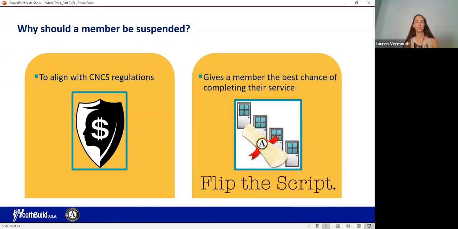I want to flip the script on this idea that suspensions are bad. They are not inherently negative. And when we're talking about our AmeriCorps members, I think suspensions are something to be used wisely to help our members succeed and complete their term of service. So again, if someone can't be serving for a while, we don't want that valuable time in that 12-month term to disappear. So we suspend them to help them be successful in the end.